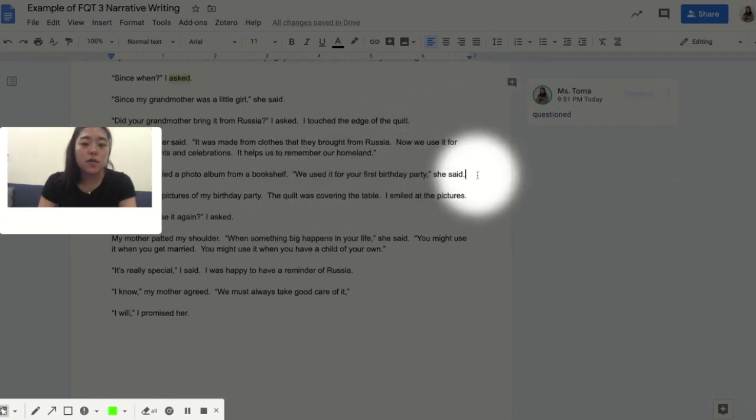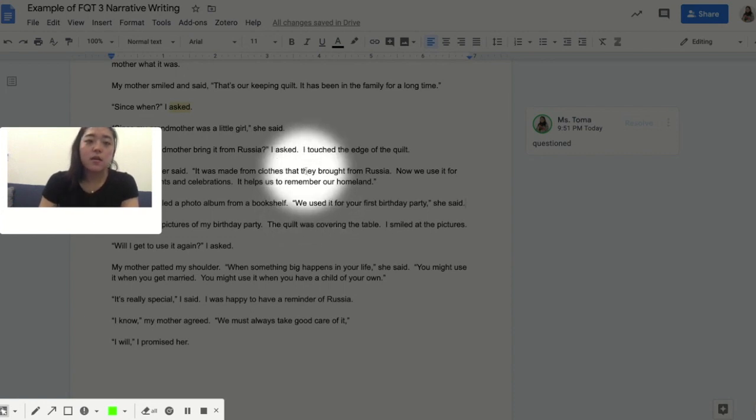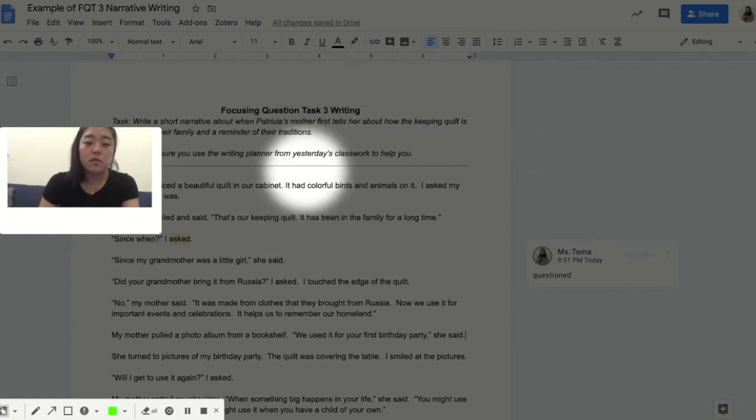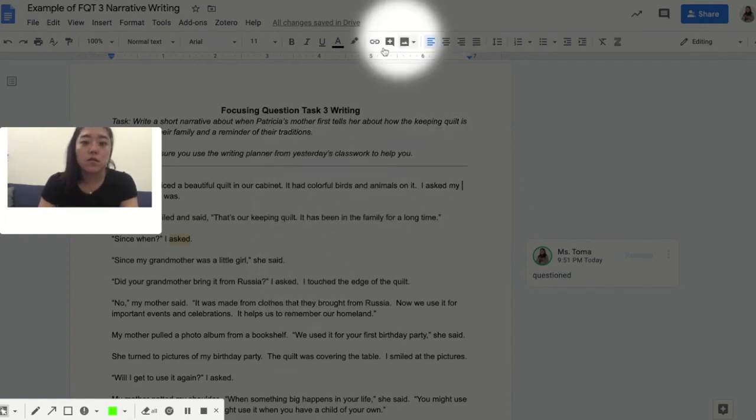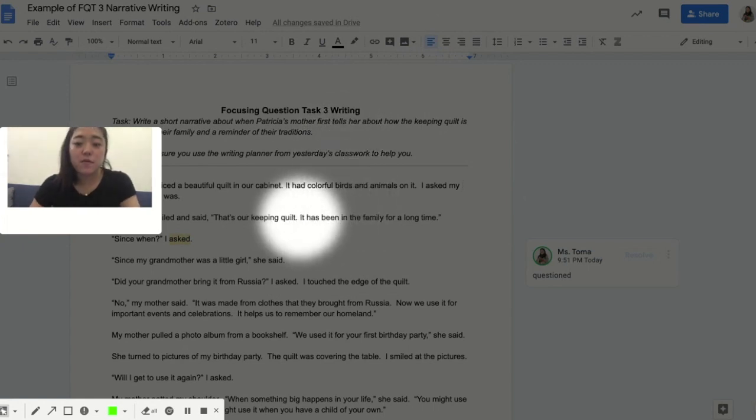And so you can just add whatever comments you'd like. If you think that something is unclear in their writing piece, or if you think that there's a better word that could be used in that instance, you can add that as a comment. Or if you think that they're missing something, like, oh, missing dialogue, you can also say missing dialogue in your comment.